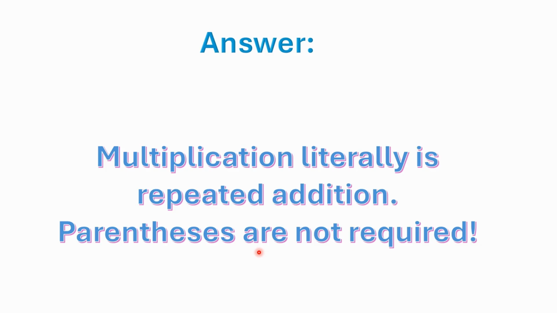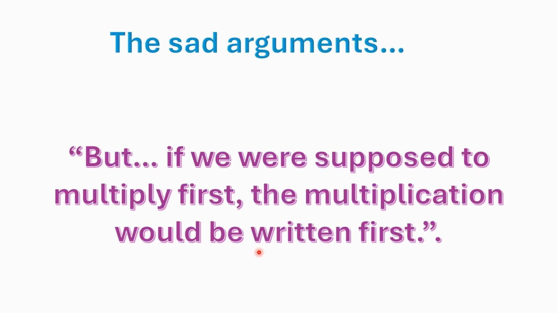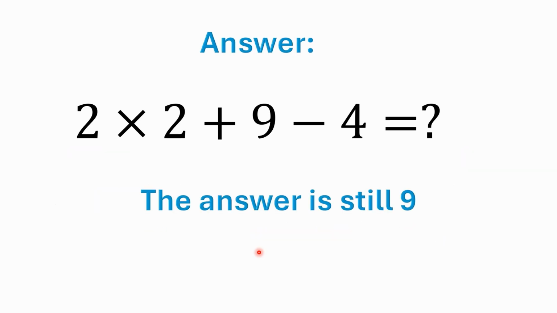Parentheses are not required to give multiplication precedence over addition and subtraction. But again, you'll see people argue, well, if we were supposed to multiply first, the multiplication would be written first. Well, it doesn't matter. It could be written first, but we don't know what this equation or expression is representing. The answer is still 9. 2 times 2 is 4, plus 9 is 13. 13 minus 4 is 9. It doesn't matter what order it's in.